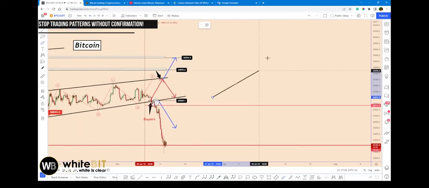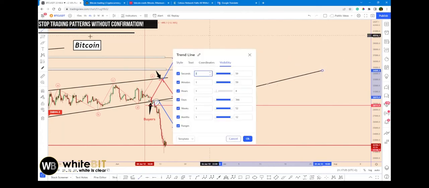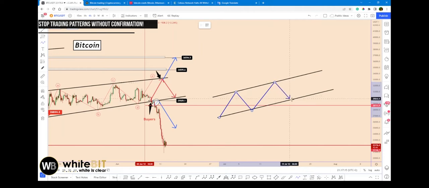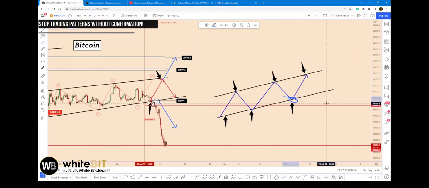So let's say that we have this type of channel. I'm going to make it a simple one, and let's say that the price is moving within these lines. When price moves within a channel, all the time it faces support from the lower part of the structure and it faces resistance from the top part of the structure.